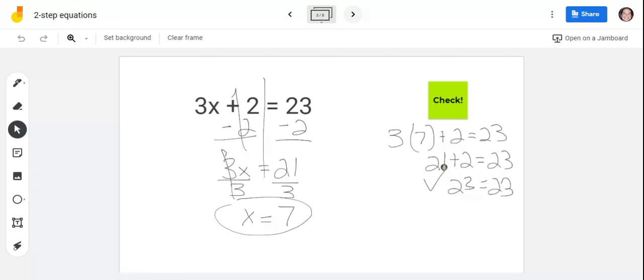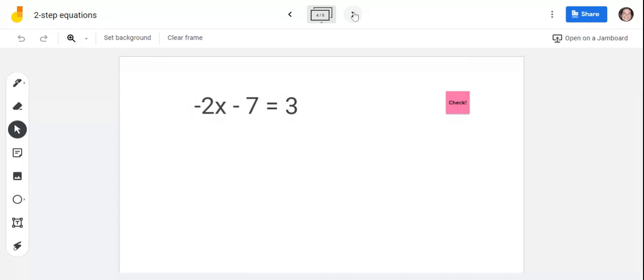So we're good. All right, now don't be alarmed at this next problem. It starts to get ugly quick. It's a beautiful problem. Makes me all kinds of happy. So we do have some integers involved here, but our process is exactly the same.